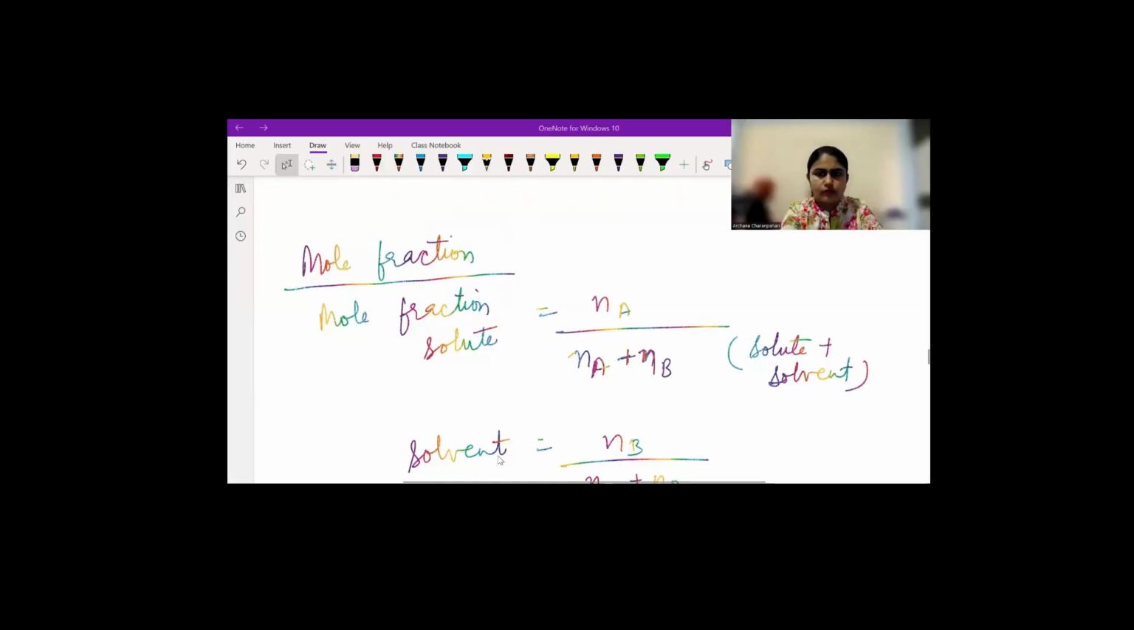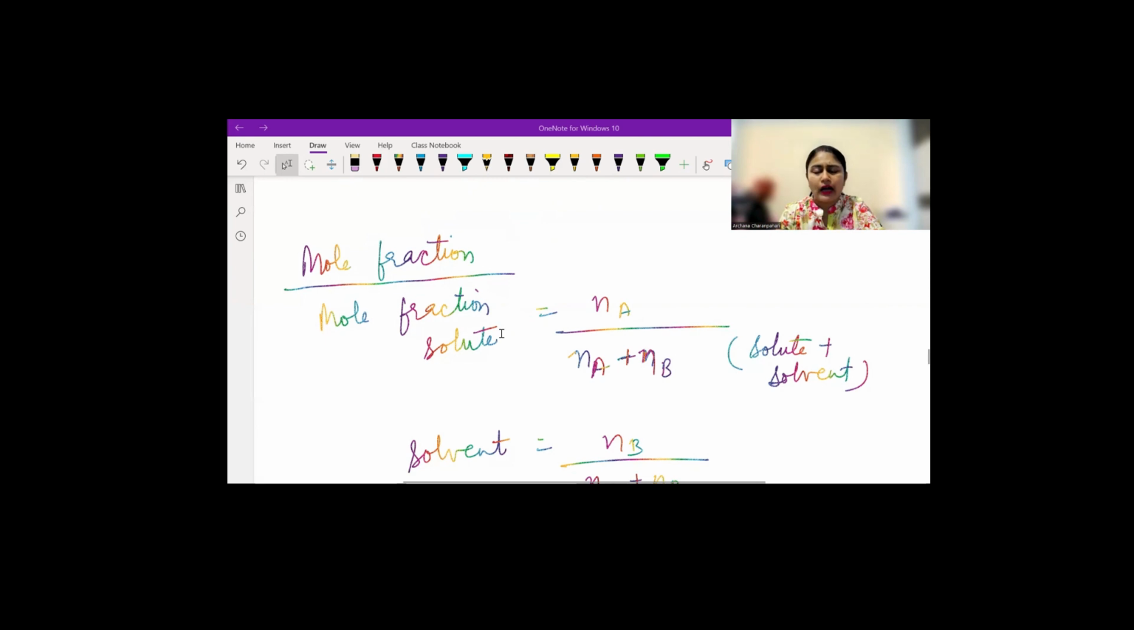Hello students, today we will consider yet another concept in the topic of basic concepts of chemistry, or mole concept. So let's begin. Today we will study about mole fraction and how to proceed for numericals using this concept of mole fraction. So what exactly is mole fraction?